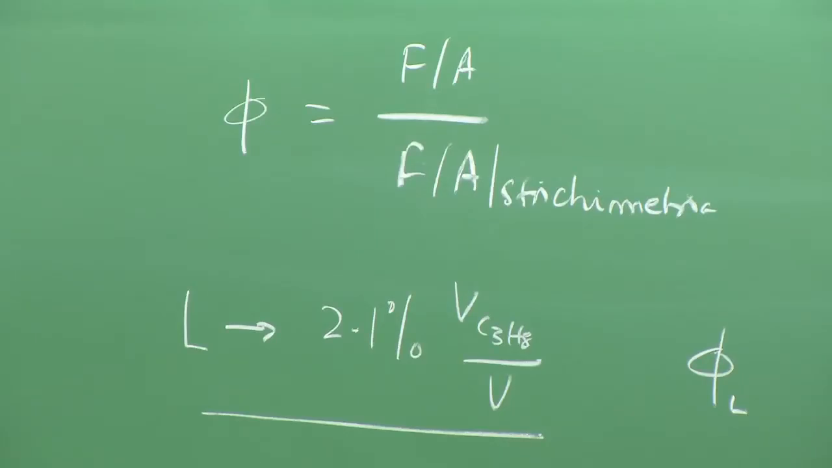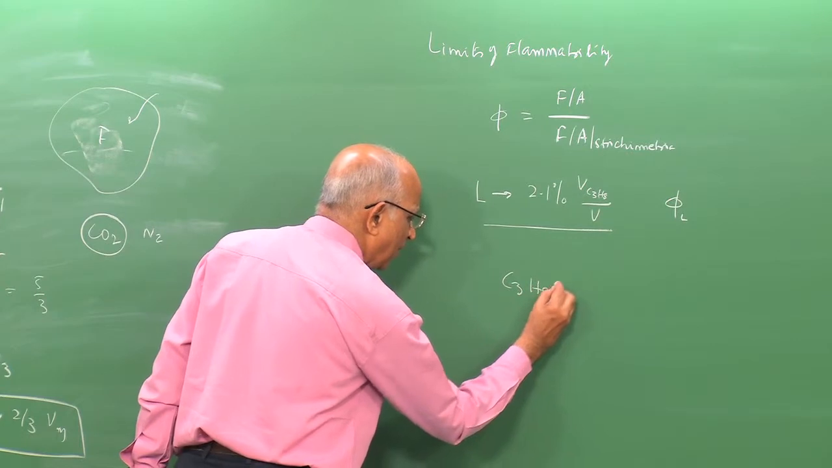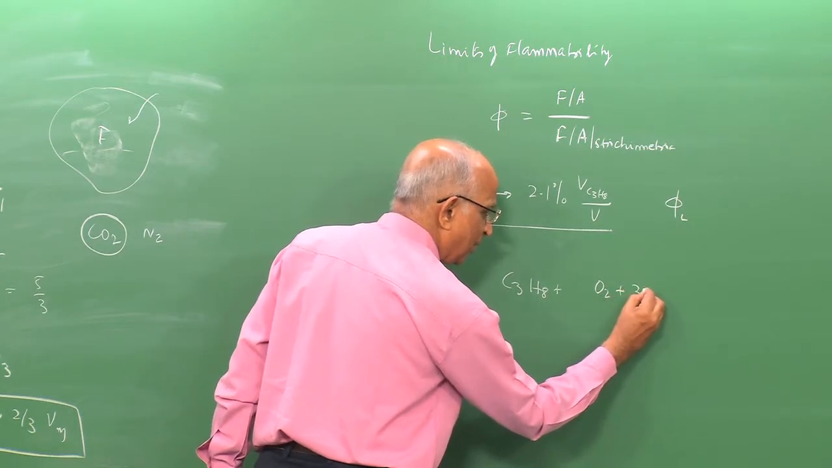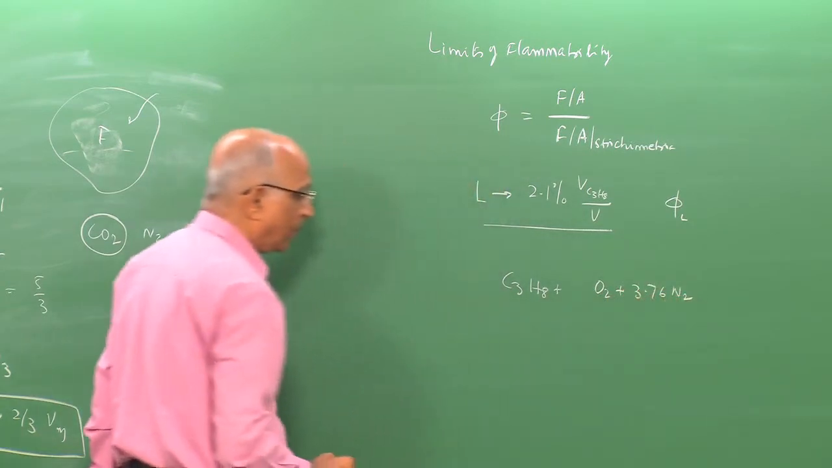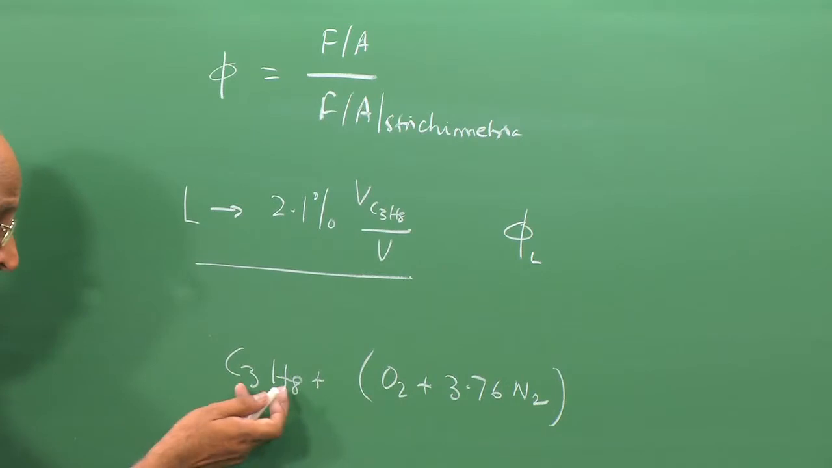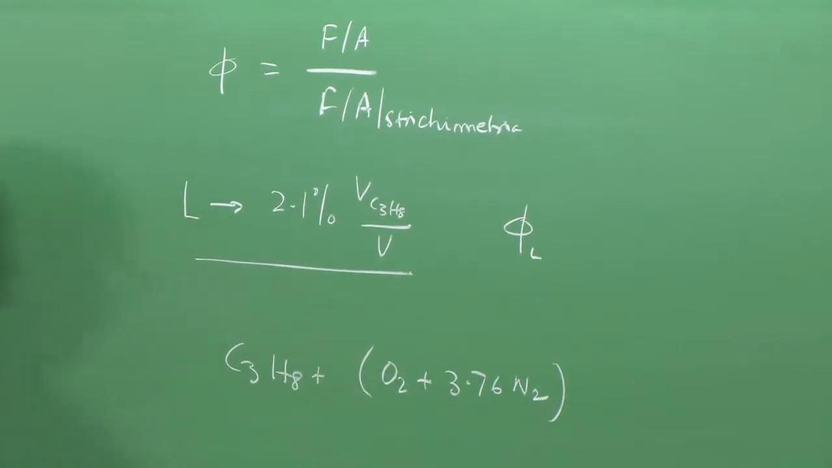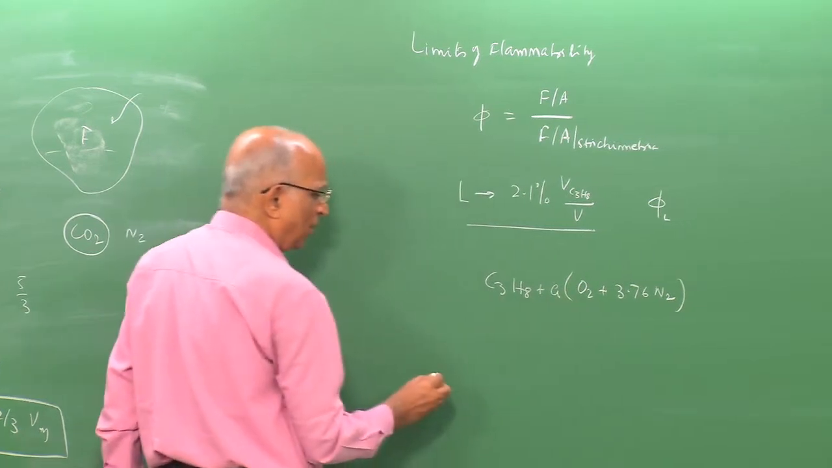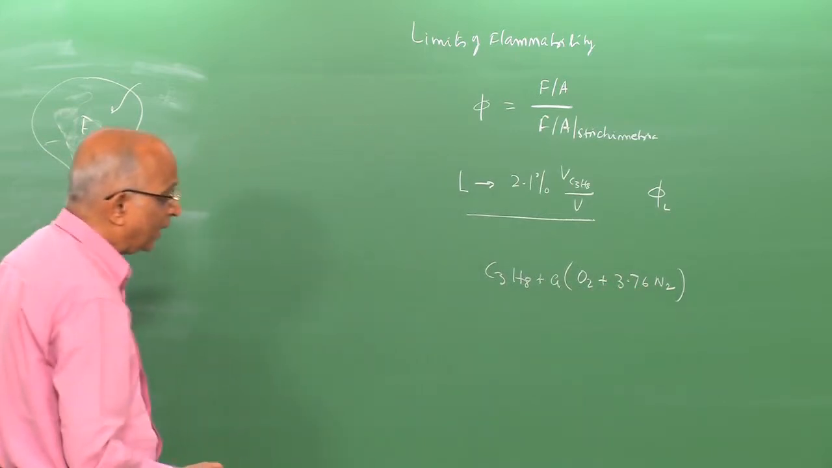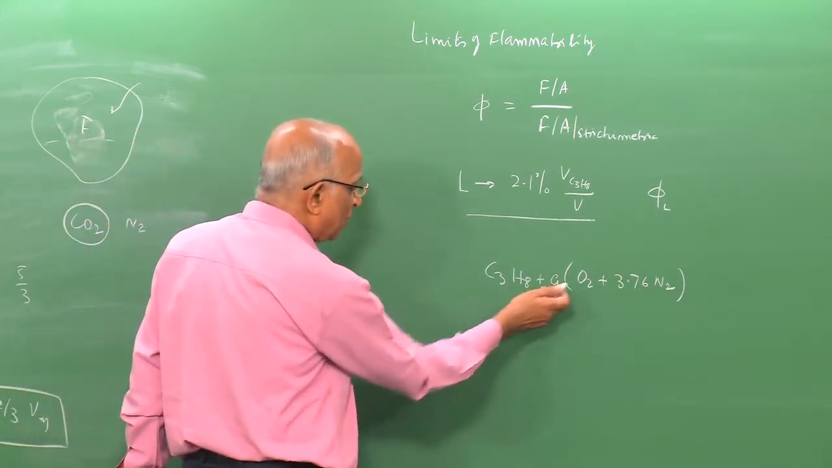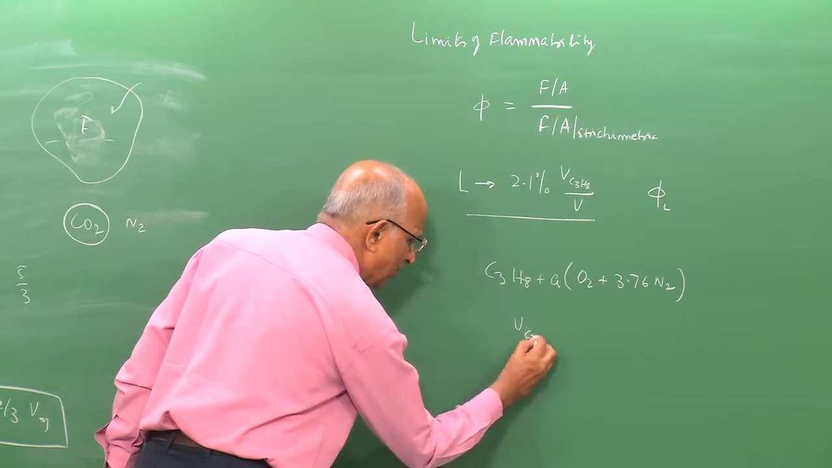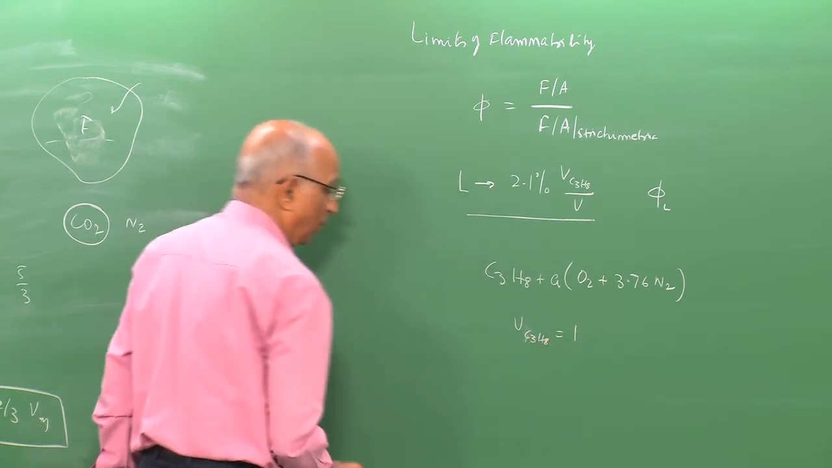Immediately I say my reaction is C3H8 in an air mixture, therefore I have oxygen, and each mole of oxygen is associated with 3.76 moles of nitrogen. For each mole of propane I have some moles of air over here. Let us assume I have A moles, therefore I have A of O2 and 3.76 A of N2. Moles are proportional to volume, therefore the volume of fuel in this case, volume of C3H8 which is the fuel gas, is equal to 1 because moles is 1.